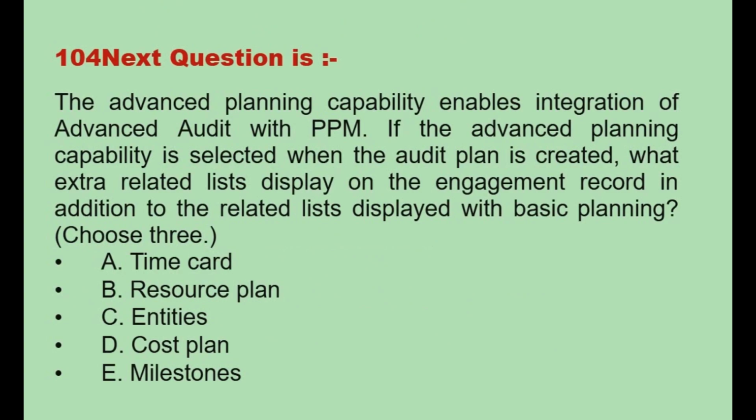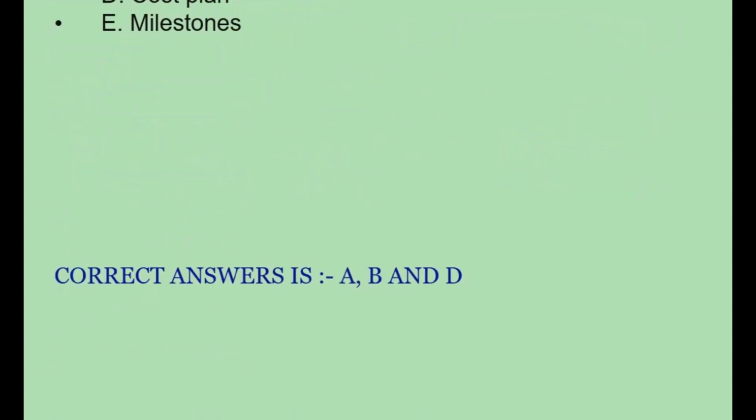Question is the advanced planning capability enables integration of advanced audit with PPM. If the advanced planning capability is selected when the audit plan is created, what extra related list display on the engagement record in addition to the related list displayed with basic planning? Choose three options. Option A, time card. Option B, resource plan. Option C, entities. Option D, cost plan. Option E, milestones. Correct answer is option A, B and option D.